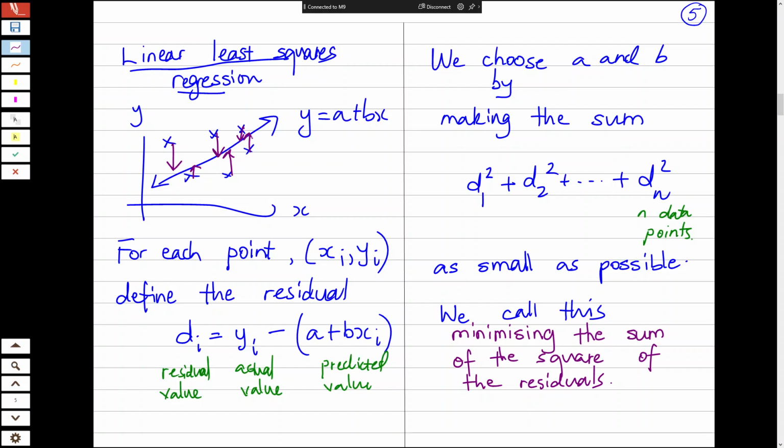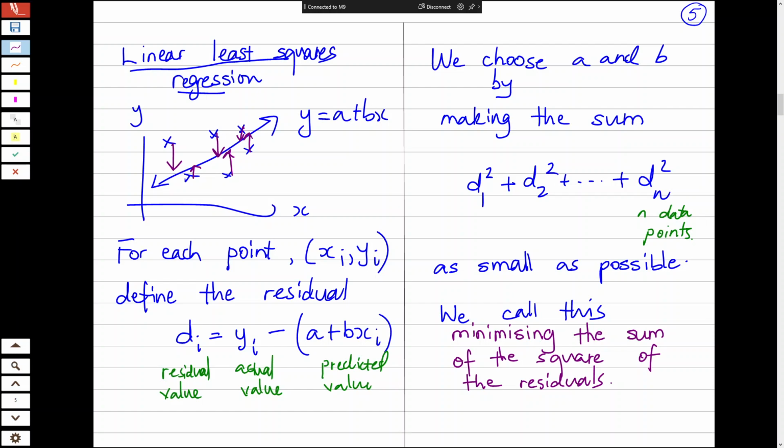Now, there's a few questions that I can anticipate. Why didn't we just choose D1 plus D2 plus D3 all the way up to Dn? Why did we have to square them? This seems to come from nowhere, right? If you don't square them, this summation actually turns out to be 0. That's an exercise I would give to a first-year university student to show that, so you don't have to do that.